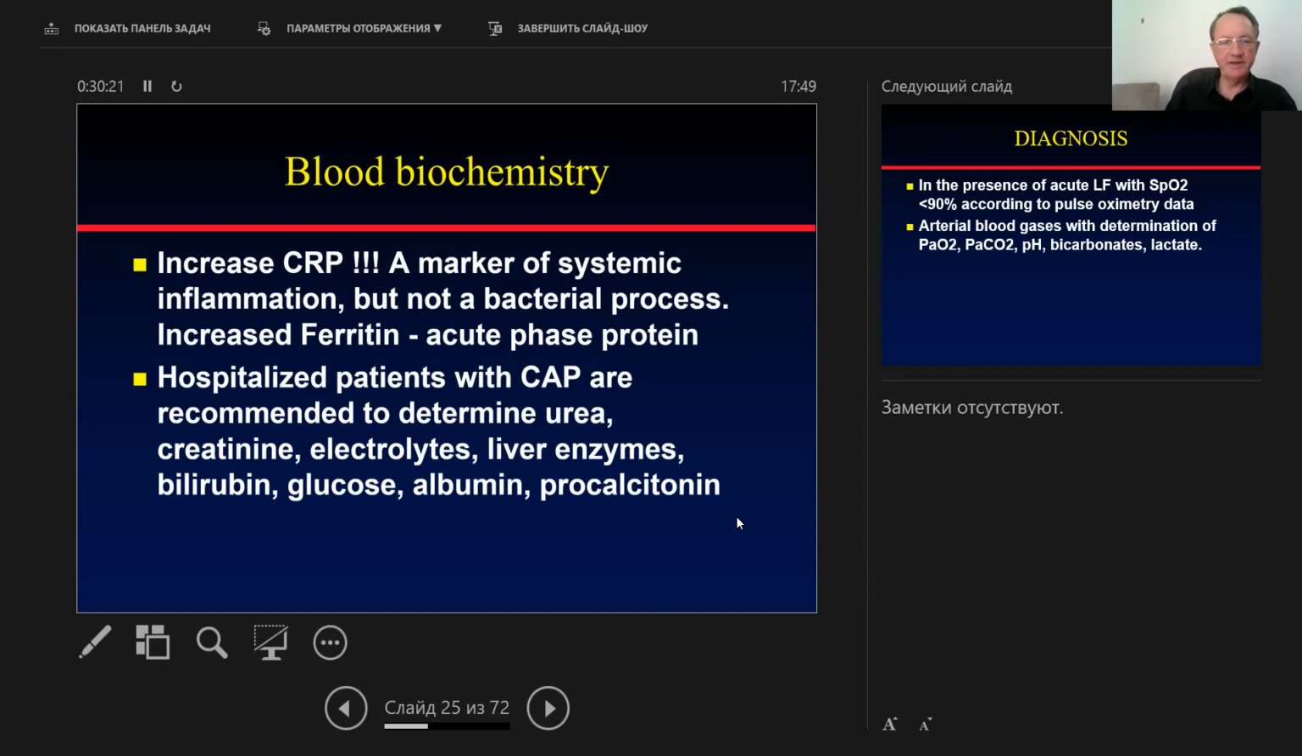For hospitalized patients with CAP, it is recommended to determine urea, creatinine, electrolytes, liver enzymes, bilirubin, glucose, albumin, and procalcitonin. By the way, a procalcitonin level of more than 0.5 microgram per liter indicates a high probability of bacterial infection. That's why now, if we meet a patient and suspect virus pneumonia, COVID-19 pneumonia, and the procalcitonin level is increased, we can suspect the presence of a bacterial infection as well. It's a mixed virus-bacterial pneumonia.